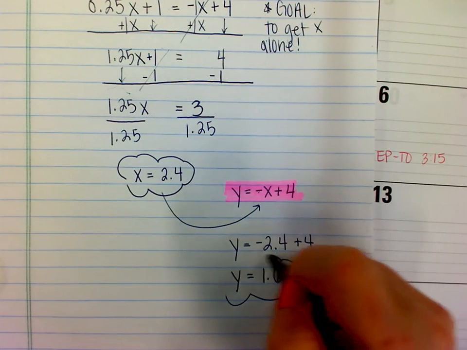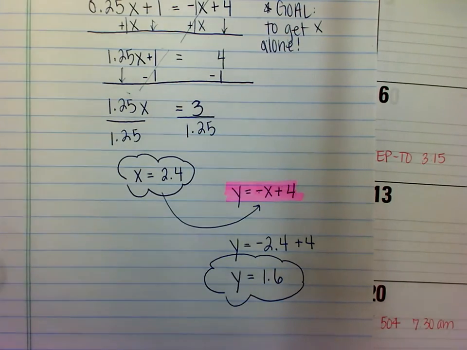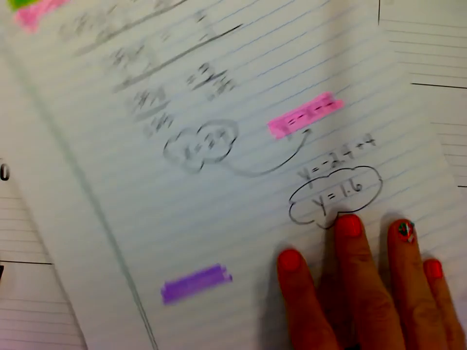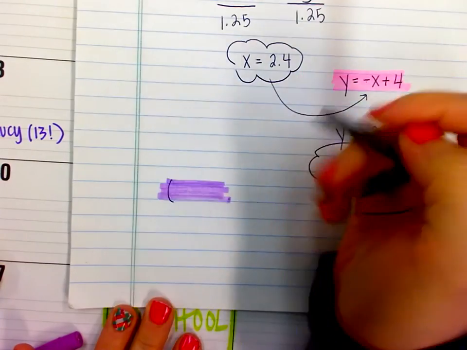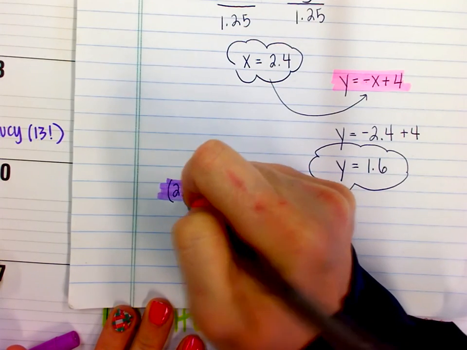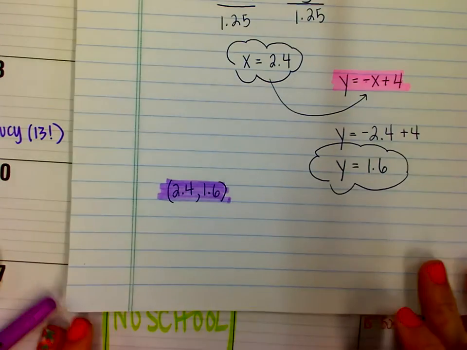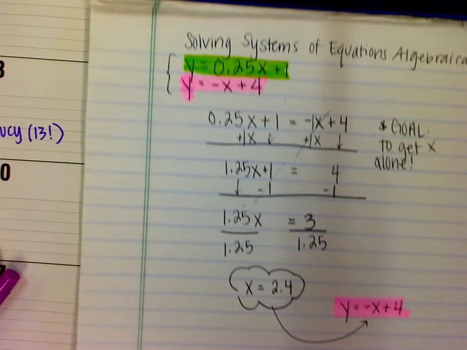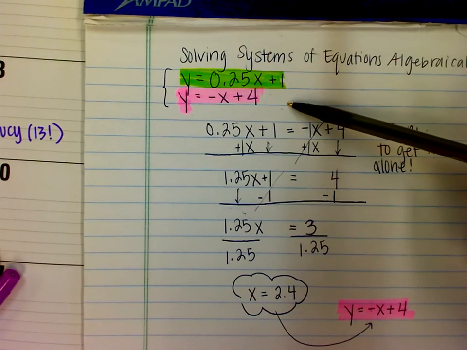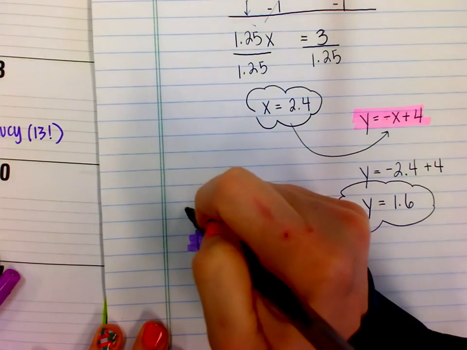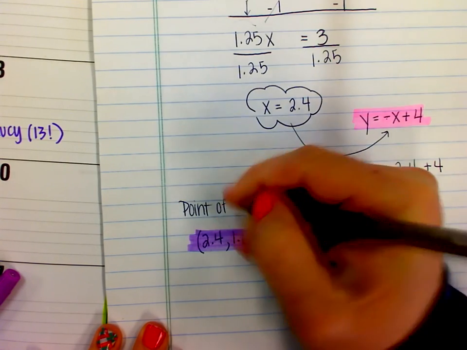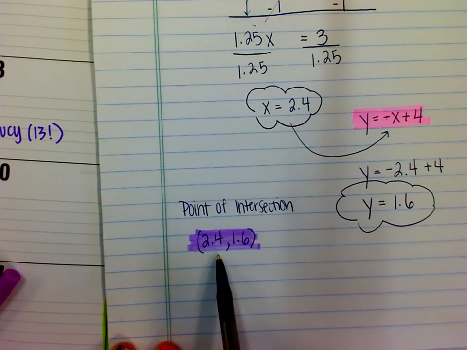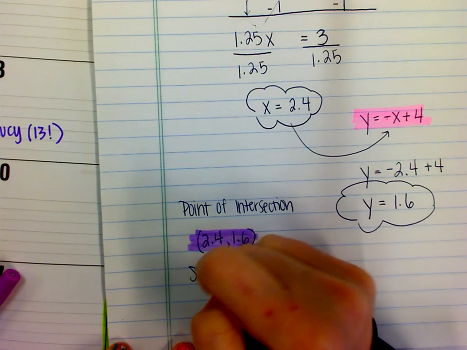Now we have an x value, a y value, and our solution to this system of equations is going to be 2.4, comma 1.6. And if we were to graph these two equations in our graphing calculator, we would see that their point of intersection is indeed 2.4, comma 1.6. This is the solution.